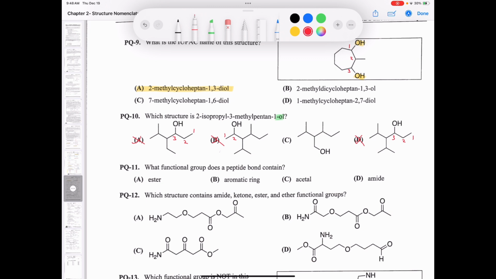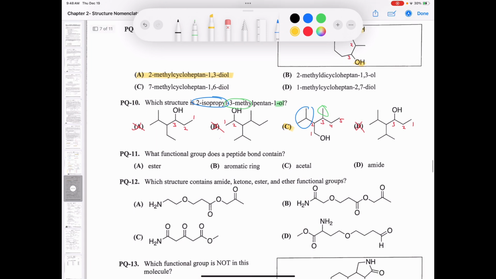You can see that with C, we have 1, 2, 3, 4, 5. That would be our longest carbon chain. So it's a 1-pentanol, or a pentan-1-ol. And you can see that we have the isopropyl group at carbon number 2. We have the methyl group at carbon number 3, and so that one looks good. And so C is going to be the answer.